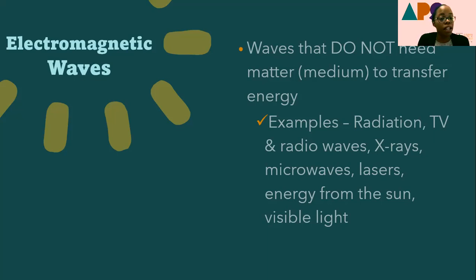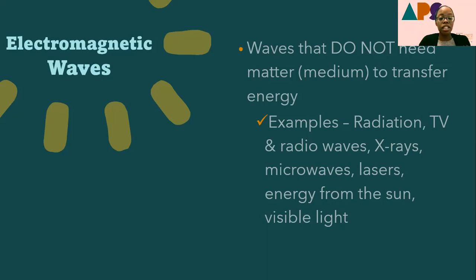So yes, an electromagnetic wave is pretty much like the opposite of a mechanical wave. They do have some similarities. However, electromagnetic waves do not need matter to transfer energy. So remember, when I was talking about mechanical waves, those needed a medium in order for energy to be transferred, right? Those mechanical waves needed water in order for the energy to be transferred. It needed the air for it to be transferred. So electromagnetic waves, those do not need a medium in order for the energy to transfer.